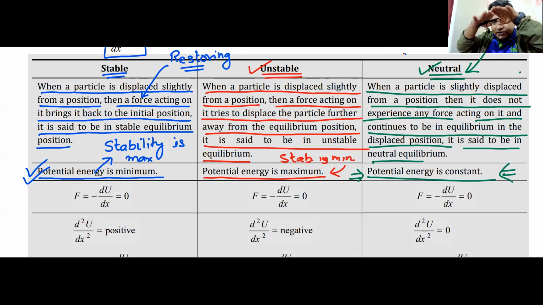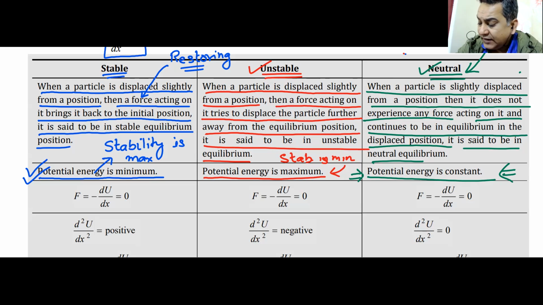You are on the top of the hill, but it's a flat surface. You will not go down. You will just remain on that surface, whatever happens. Neutral equilibrium is the equilibrium that I want, not the stable one. I want the neutral one. That is good for you in life, to have neutral equilibrium, not to have stable equilibrium.